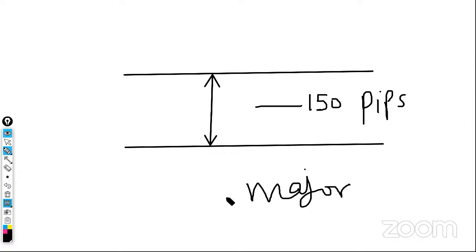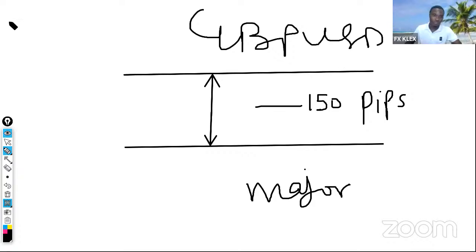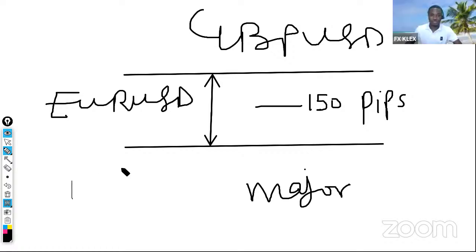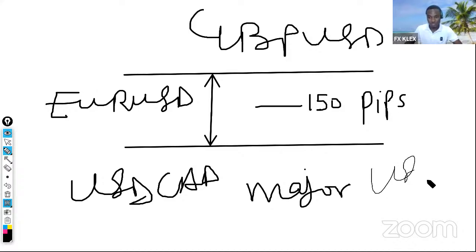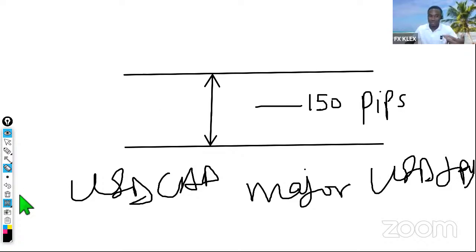On major currency pairs, that is fine, such as the GBP/USD, maybe the EUR/USD, the USD/CAD, and maybe the USD/JPY. These are examples of currency pairs where you can use 150 pips, no difference. There are some other currency pairs where the spread is very high, like the British pound sterling against the New Zealand dollar, or the British pound sterling against the Australian dollar, stuff like that.